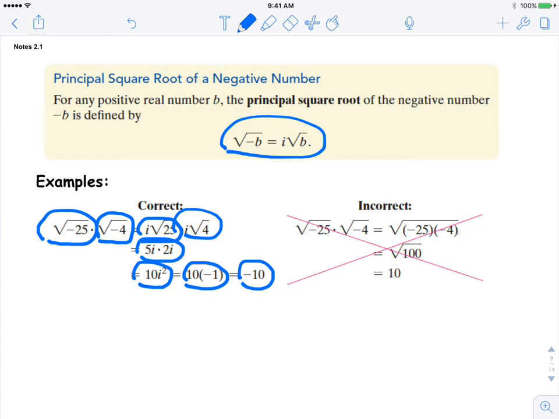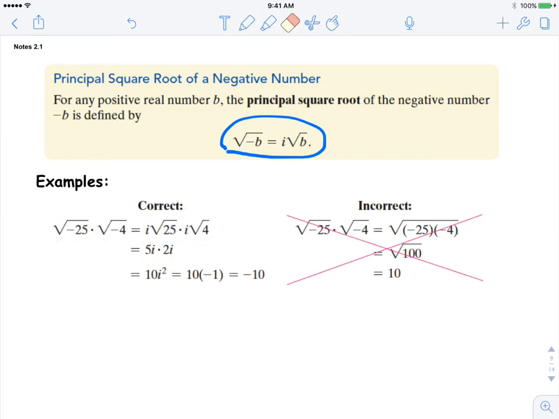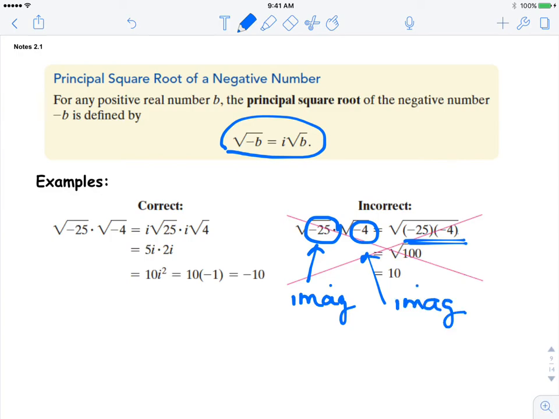Notice the difference with the right-hand side. Incorrectly, you would be multiplying these two together underneath the radical, but because they are considered imaginary or complex, you can't combine them together.